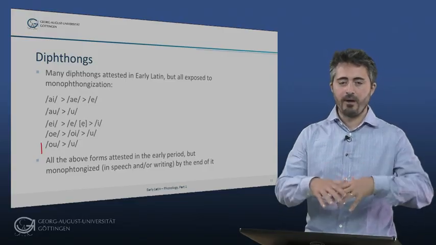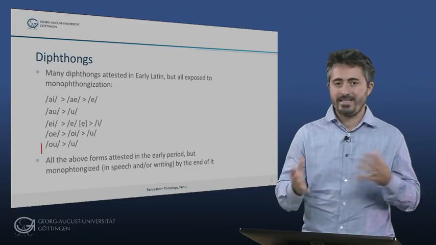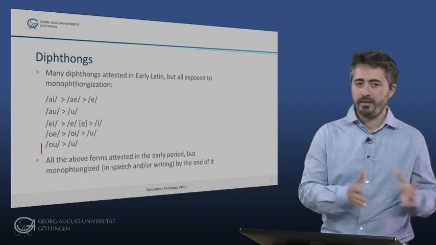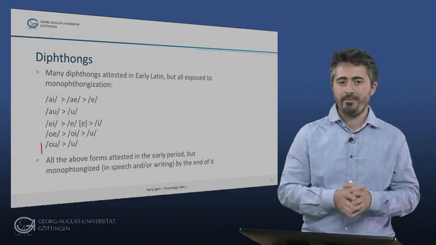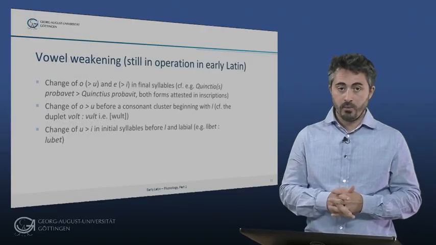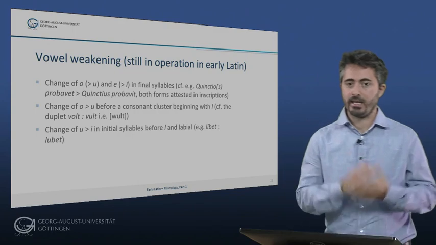Others instead are found all across the period. It is quite difficult to give precise dates, but it seems likely that by the end of the period, all the final forms in the sequence had become well established, at least in the spoken language. Monophthongization is not the only vocalic change attested in early Latin.